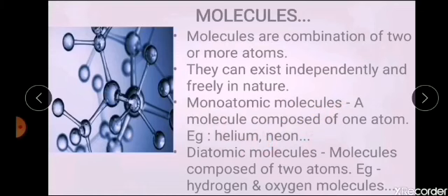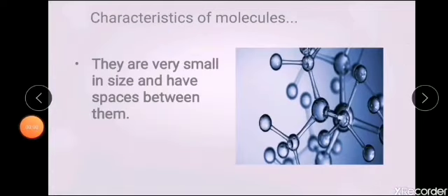Now, if it is composed of two atoms, you call it a diatomic molecule. For example, hydrogen molecules and oxygen molecules. You will be writing them as H2 and O2, right? Such molecules come under diatomic molecules. Now, what if it is composed of more than two atoms? You can call it a polyatomic molecule.